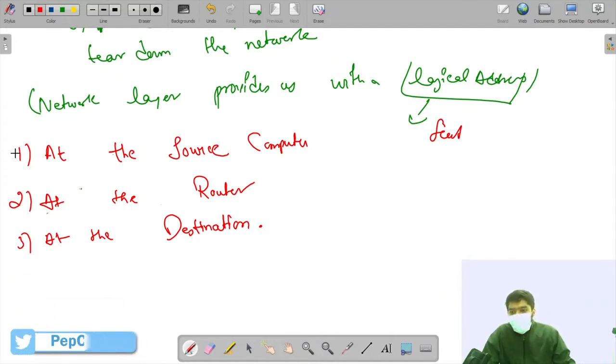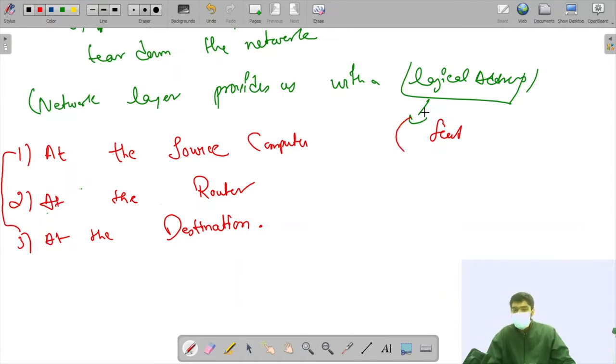The basic transaction of the whole network layer can be divided into three main parts: what happens at the source computer side, at the router, and at the destination. As we know, going from source to destination is not possible single-handedly. There must be routers in between, many routers in fact. So let's see the source computer services first.